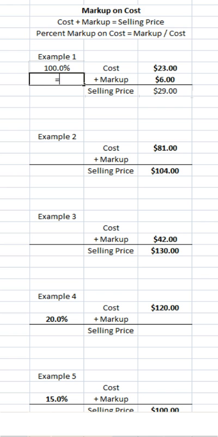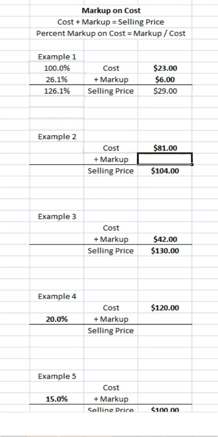Then for the markup, we're going to take 6 divided by the cost, 23. So it's 26.1%. And then again with the selling price, 29 divided by 23, 126.1%. Notice that the basic formula also works for percentages. 100% plus 26.1% is 126.1%. So now let's go on to example 2.